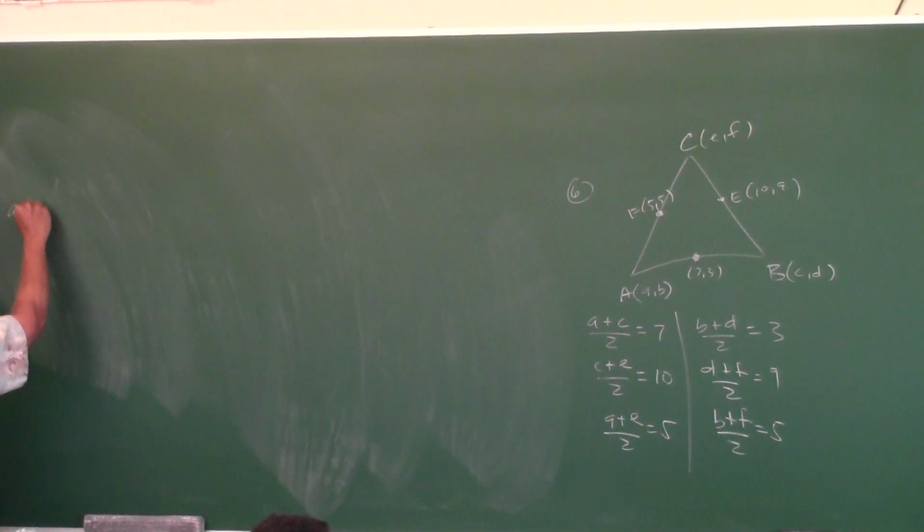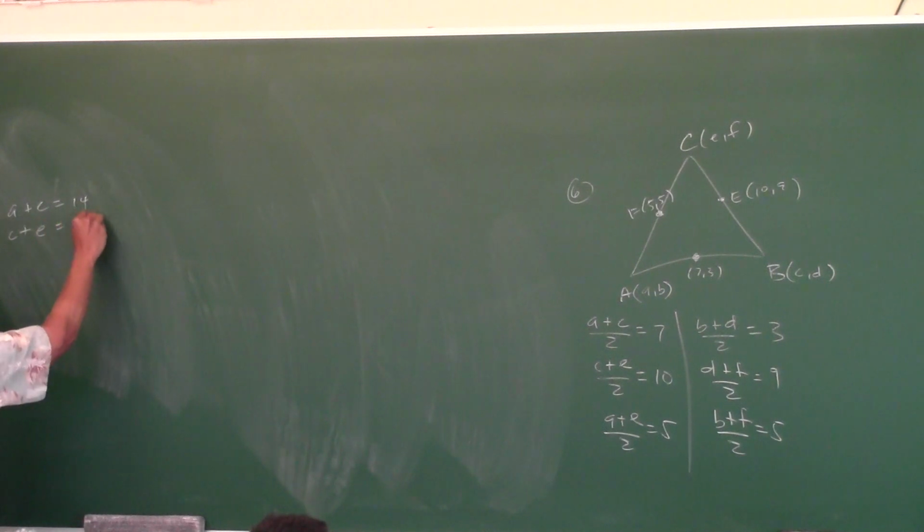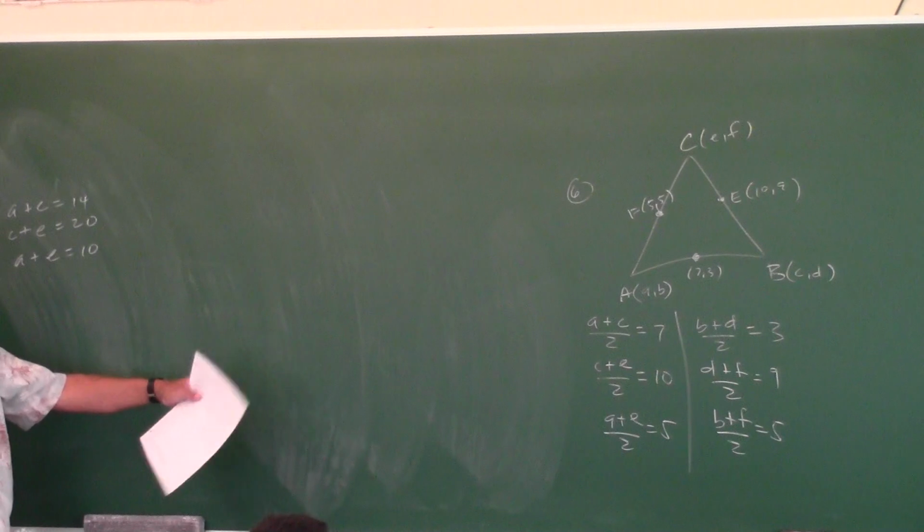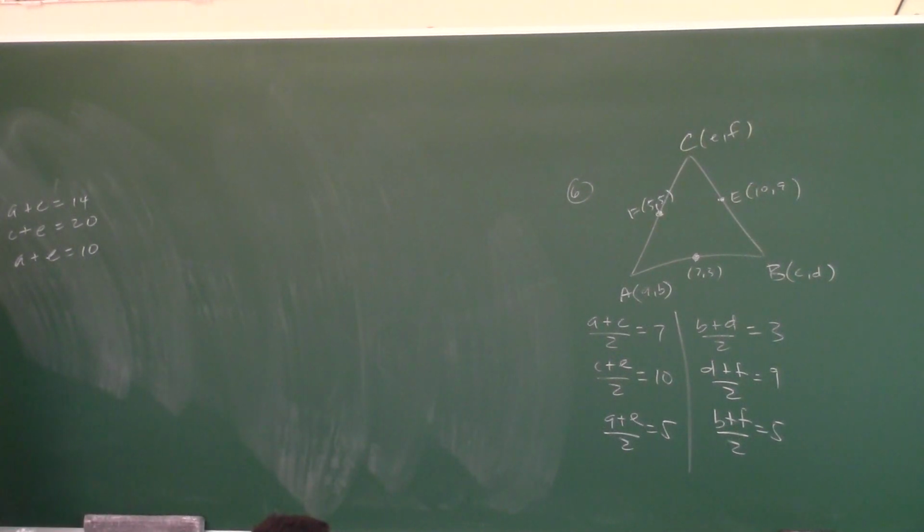So A plus C equals 14. C plus E equals 20. A plus E equals 10. Do you see what I did? I multiplied everything by 2 so that I don't get fractions. Now, when you solve 3 equations, 3 variables, the first thing you want to do is eliminate one of the variables. So pick one. Either A, C, or E, people. A. Okay, we can do A.